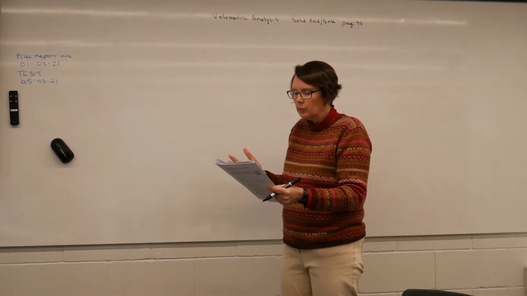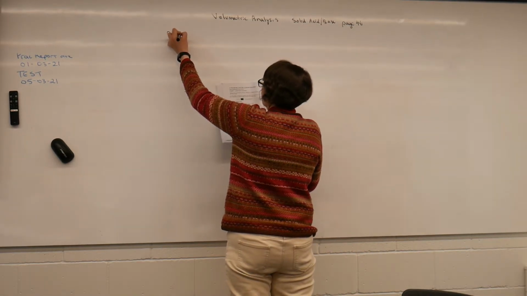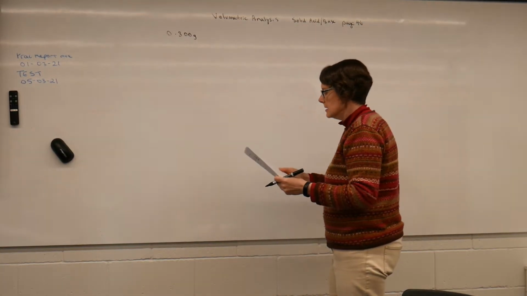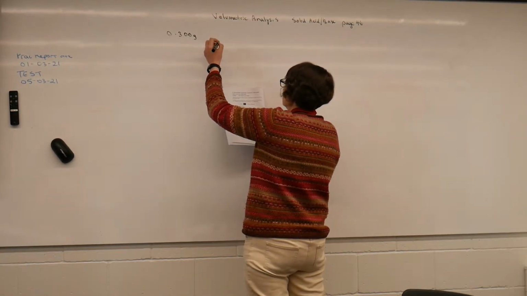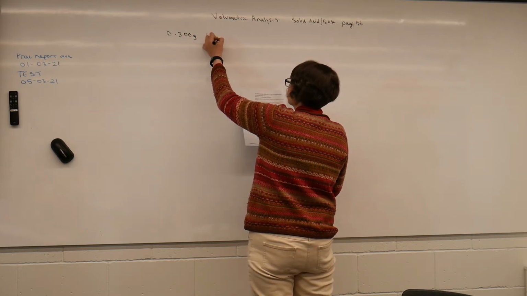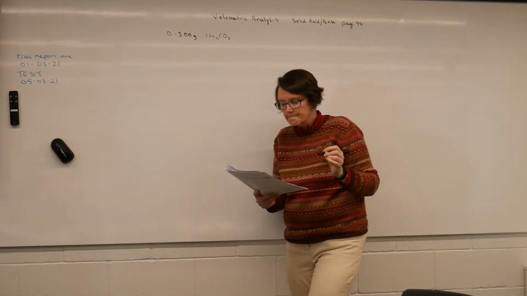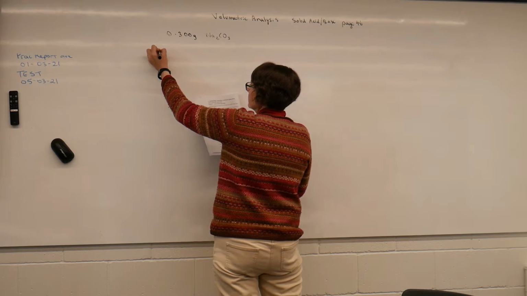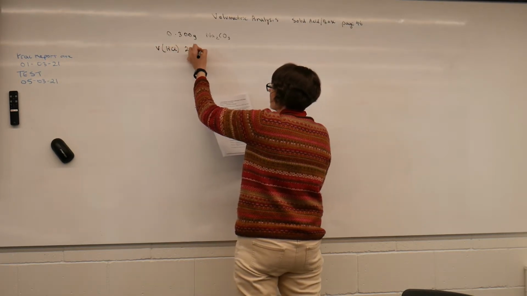in this case we're reacting 0.300 gram sample of washing soda with 20 mils, and washing soda is sodium carbonate, and so it's a solid. We're reacting it with hydrochloric acid. What do we know about the hydrochloric acid? We know the volume. It's 20 mils.